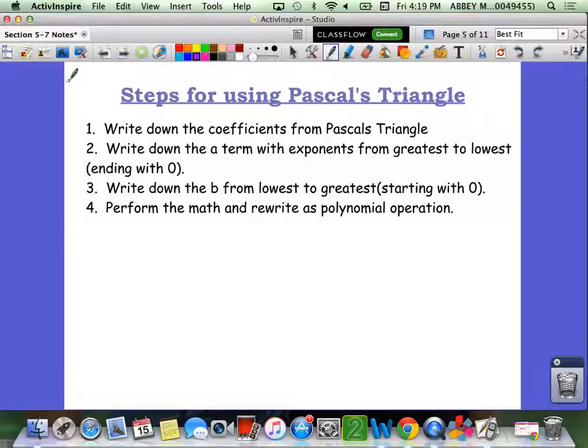After that, you're going to write down the A term, so your first term, with the exponents from greatest to lowest, or smallest, whatever you want to say there. And we definitely want to make a note here, we're going to end all the way down through 0. Our next step is to take the B term, the second term, and we're going to do the opposite. We're going to start with the lowest power and go to the highest power. Again, make sure you start with 0 for your lowest power. And then my last step, we're just going to perform the math and rewrite as a polynomial operation.